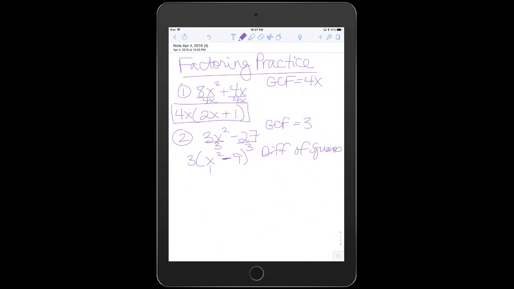So what we do is we take the square root of x squared, which is x, the square root of 9, which is 3, and from these square roots x and 3 come your factors. One factor gets a plus, the other factor gets a minus. Don't forget to write your GCF back out front. And this is your completely factored answer.